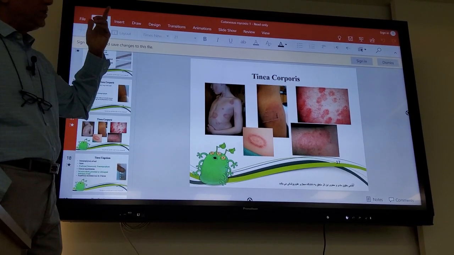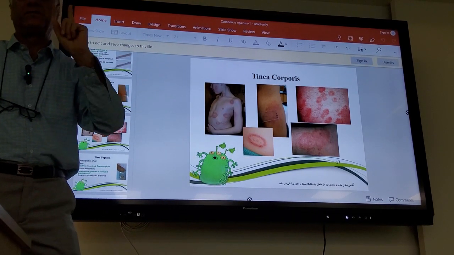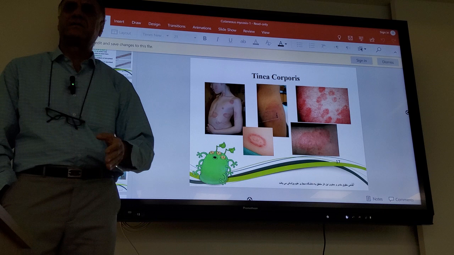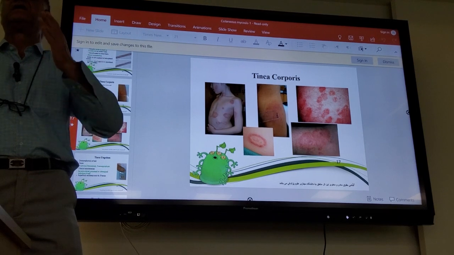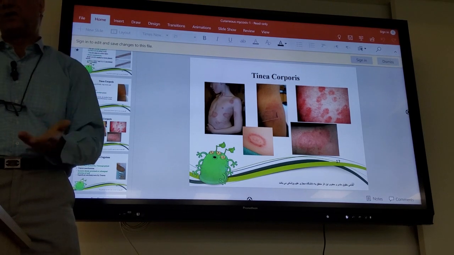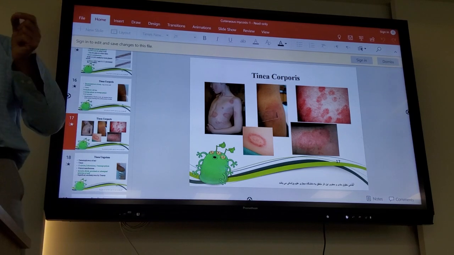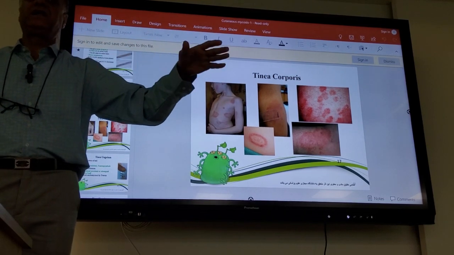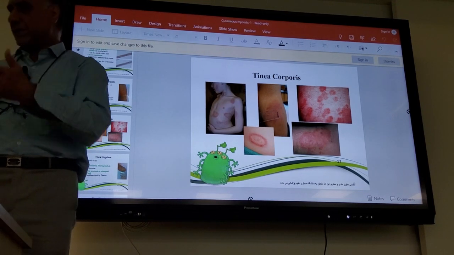And for a good diagnosis, you must have a correct report from the laboratory, because the treatment of eczema and psoriasis is different from the treatment of tinea corporis, dermatophytosis. Dermatophytosis needs antifungal, but for treatment of eczema, you need corticosteroid to control the hypersensitivity reaction that you see in the skin.